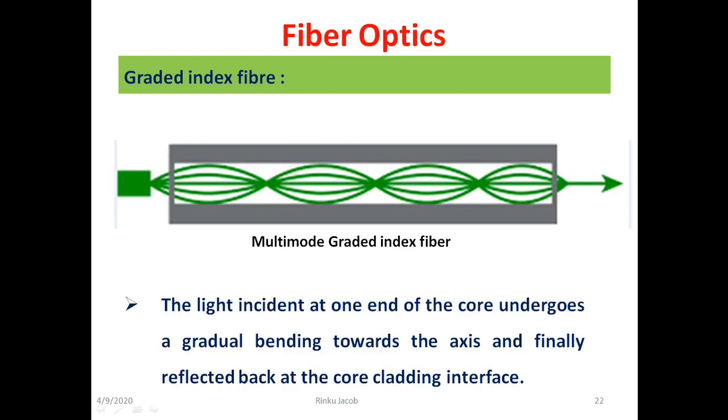So when you send the incident light through one end of the core, it undergoes a gradual bending towards the axis and is finally reflected back at the core cladding interface. This is because as the light moves away from the core to the cladding, at each point away from the axis of the core, the refractive index gradually decreases, which is equivalent to the light traveling from one medium to another. So there will be bending away from its normal path.